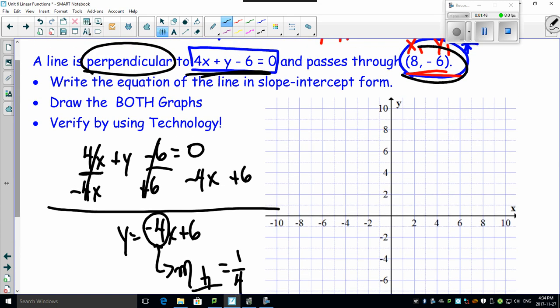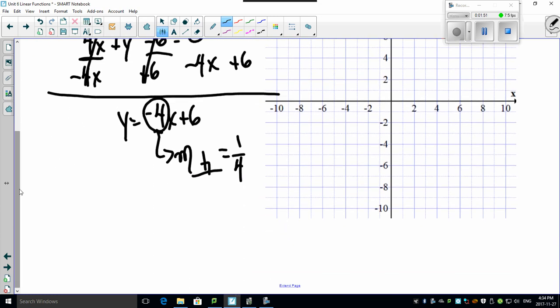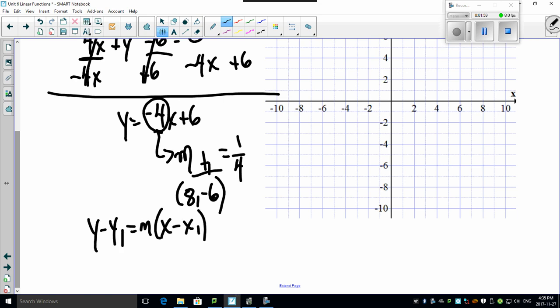Okay, so with that in mind, using the coordinates of the point that they gave you, which was 8, negative 6, let's do this. So 8, negative 6 goes there. y minus y1 equals m times x minus x1. Let's rock and roll here. This is x1. There's y1. There's our beautiful slope. Let's go. y minus y1, which is a negative 6. Slope is a quarter. x minus x1, which is 8.